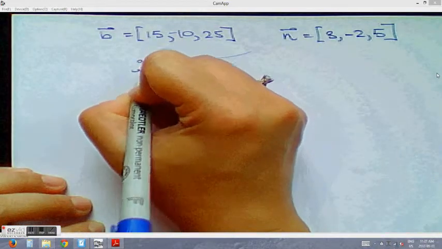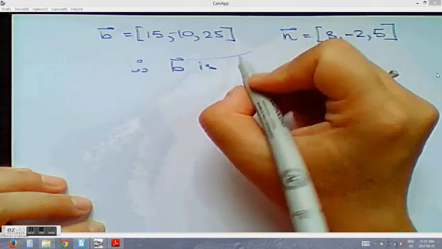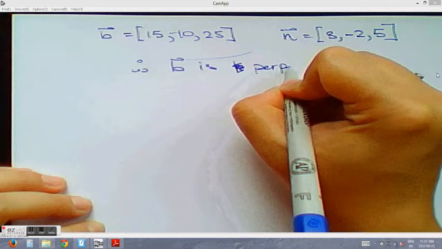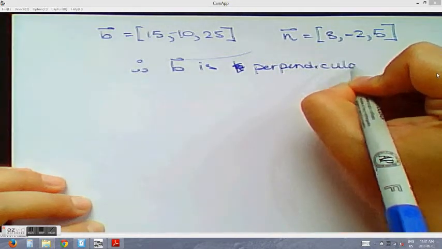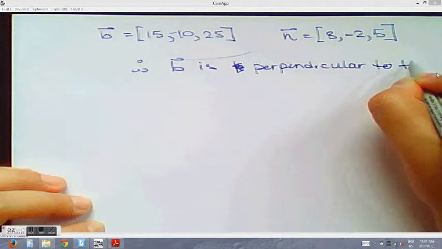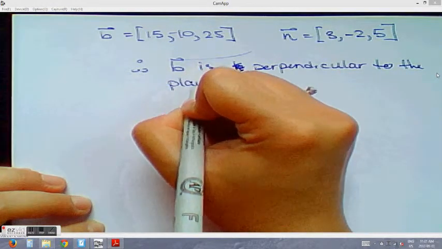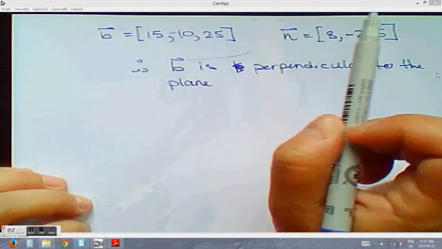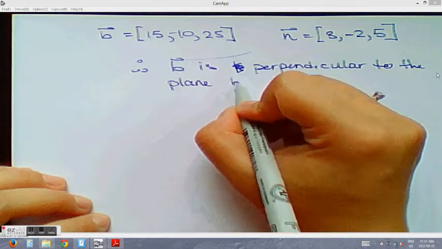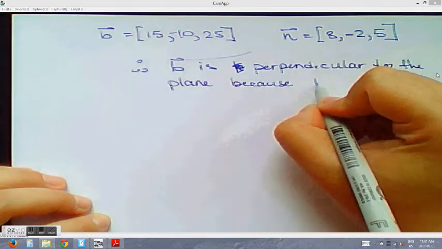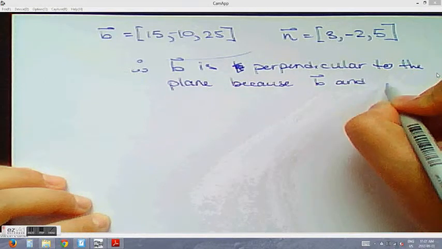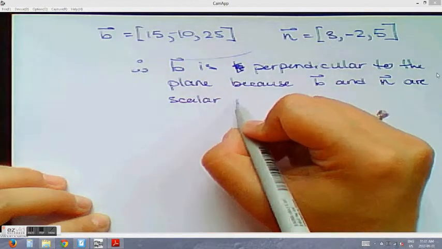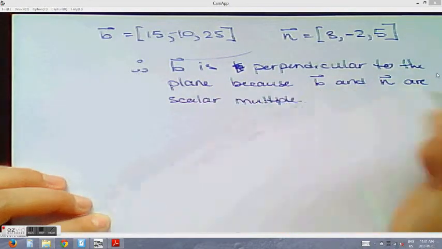So B, therefore, is perpendicular, if I can spell perpendicular, to the plane. And you want to tell me why. Either by showing me that there is a constant and just writing out what that constant would be. In this case, it would be 5, because B and n are scalar multiples.